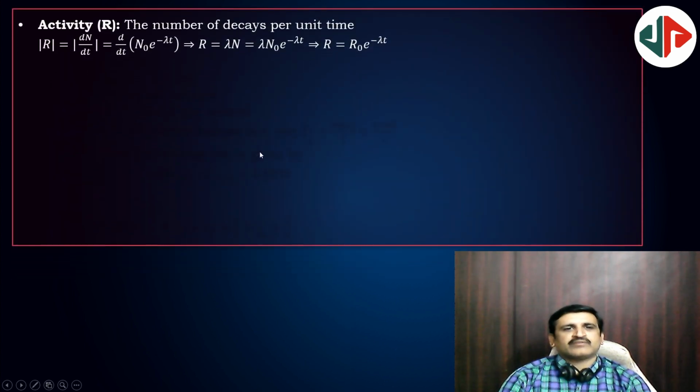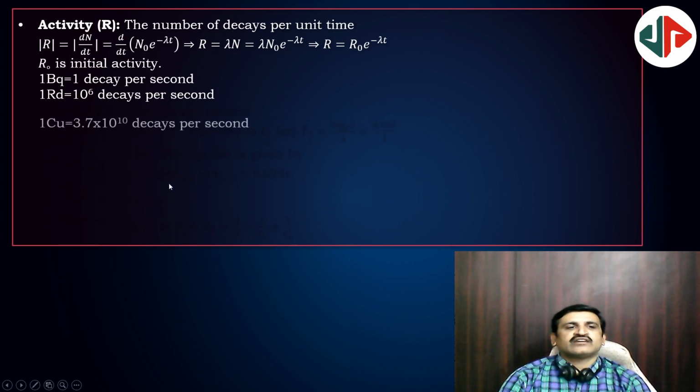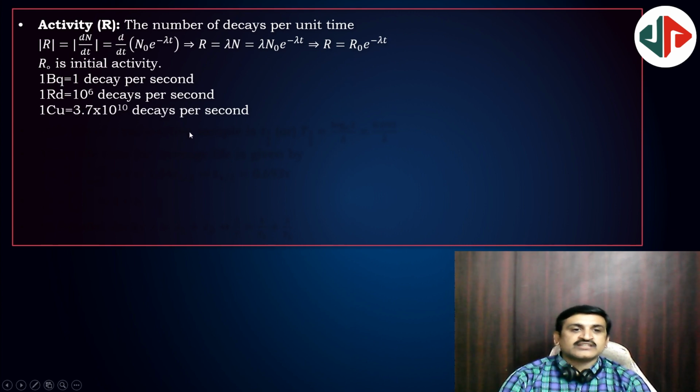Activity R, the number of decays per unit time. R is equal to lambda n or lambda into n naught e to the power of minus lambda t. Rate is equal to r naught e to the power of minus lambda t. 1 becquerel is 1 decay per second. 1 Rutherford is 10 to the power of 6 decays per second. 1 Curie is 3.7 into 10 to the power of 10 decays per second.